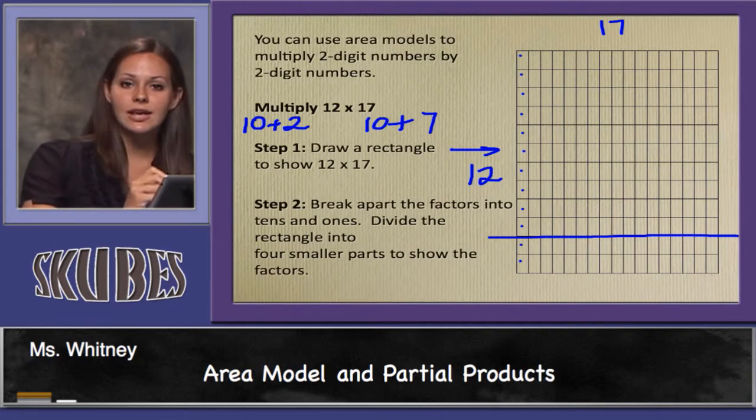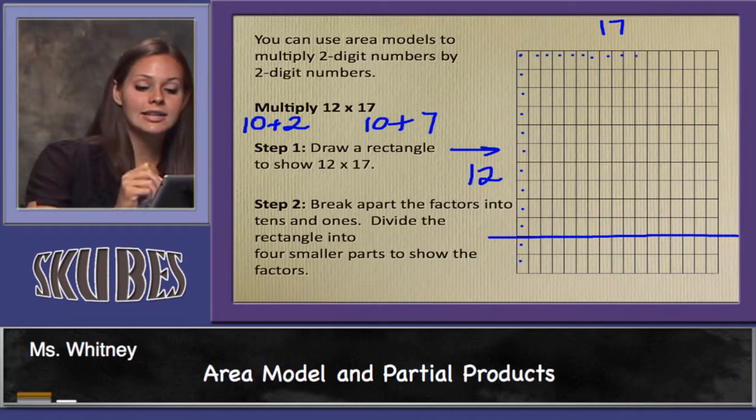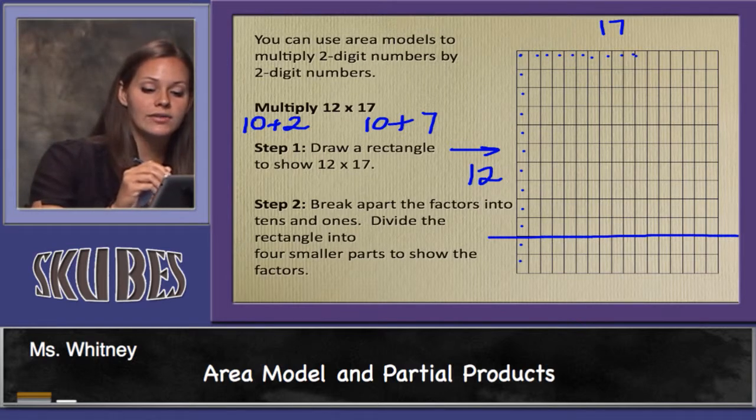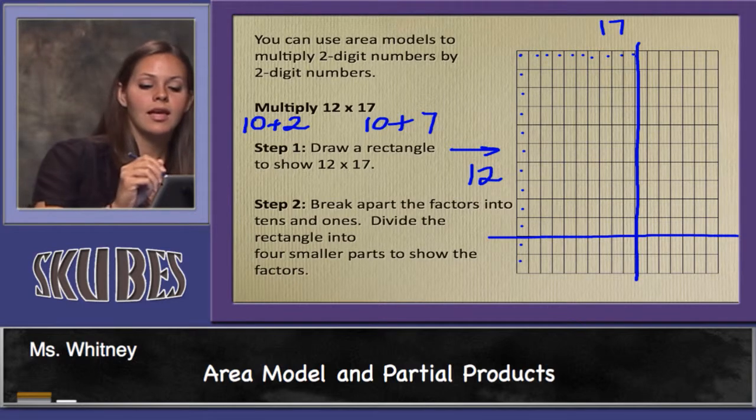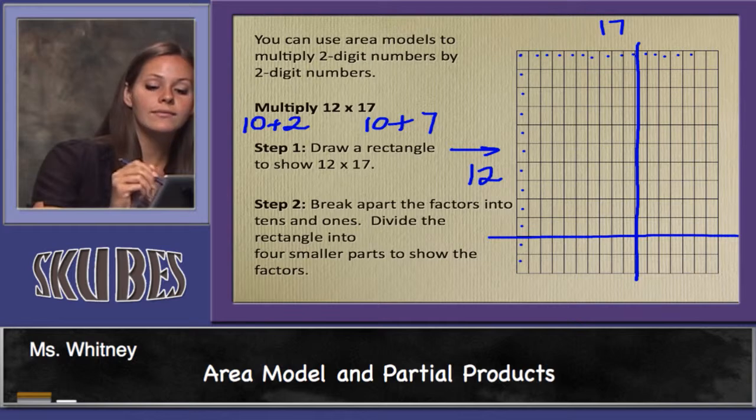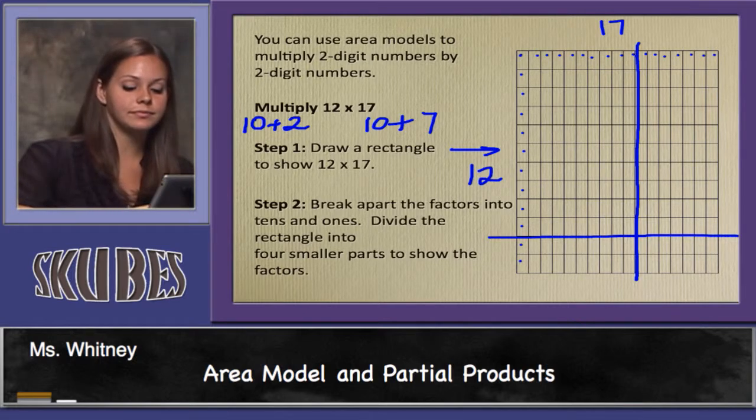Now let's look at the factor 17. We'll count 1, 2, 3, 4, 5, 6, 7, 8, 9, 10. We'll make our division. And then we have 1, 2, 3, 4, 5, 6, 7 to make 17.